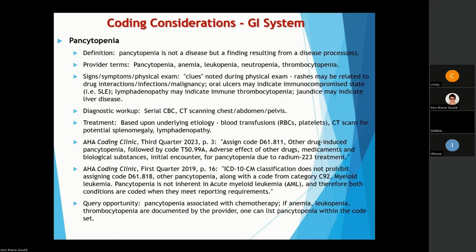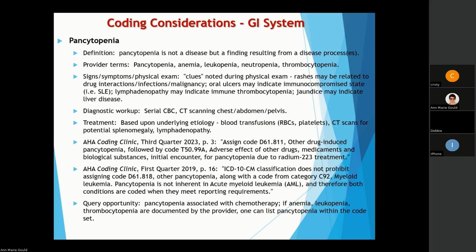All right, pancytopenia. I like querying for this. Do it all the time. It's an MCC when it's associated with chemotherapy, absolutely. Otherwise, it's a CC only. So pancytopenia is defined as a finding that results from a disease process. It's not a disease itself. It's not considered a blood dyscrasia type of disease.